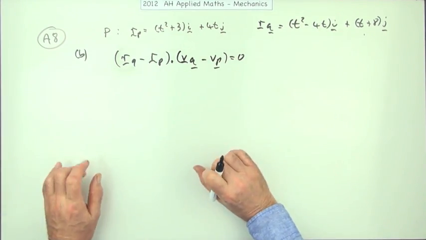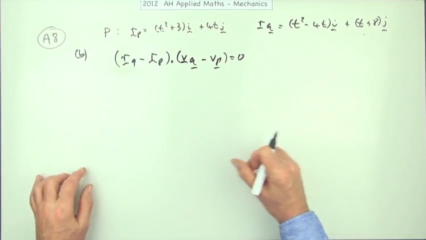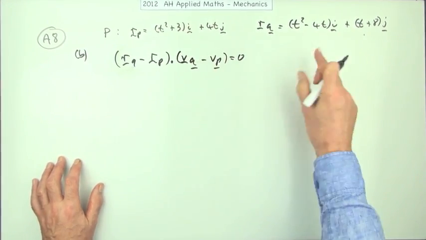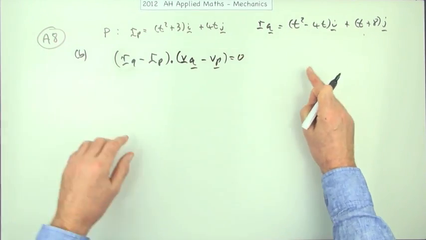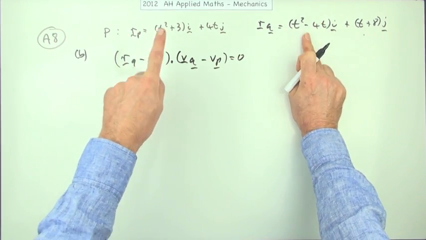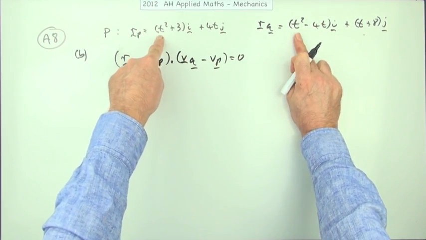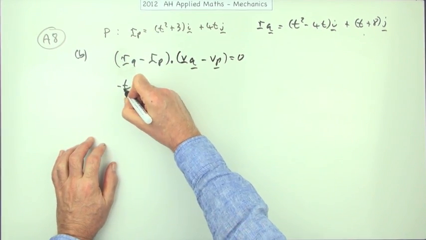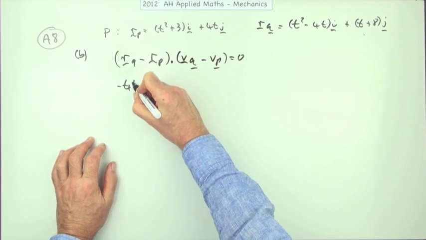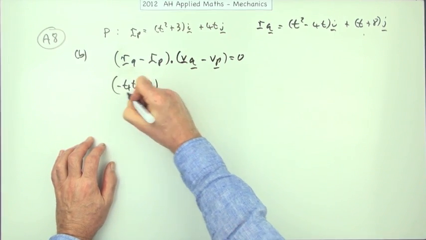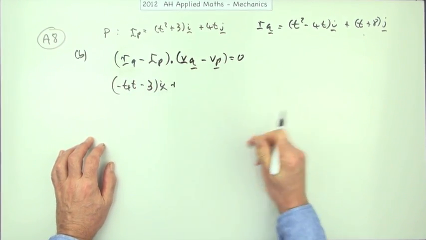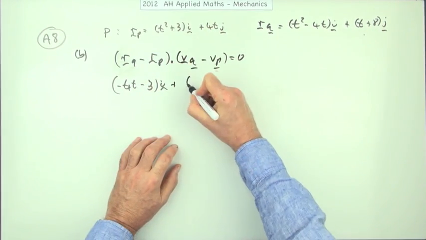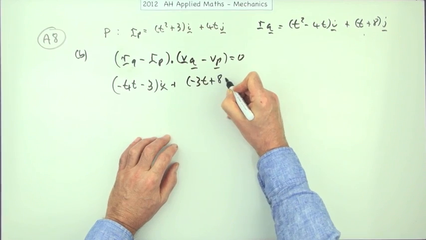What's a few negatives? Well, they're annoying, that's what they are. Anyway, what have we got for this bit then? RQ minus RP. I've got this already in that other part, but I've not got it to hand. So this take away this, that take away that would be 0. So I've got negative 4t take away 3, negative 4t take away 3 I, and for this component, it's going to be t plus 8 take away 4t. So that's negative 3t plus 8.